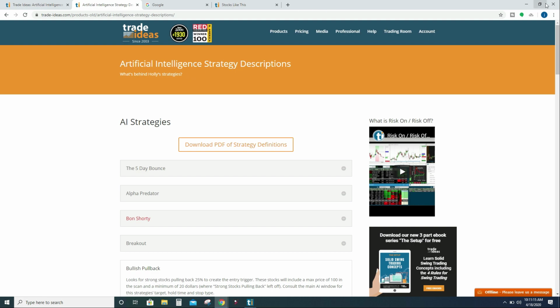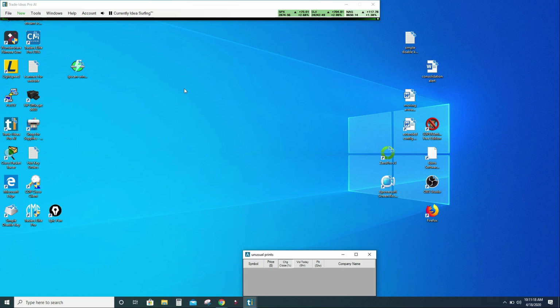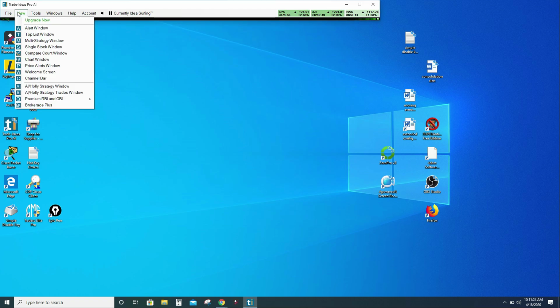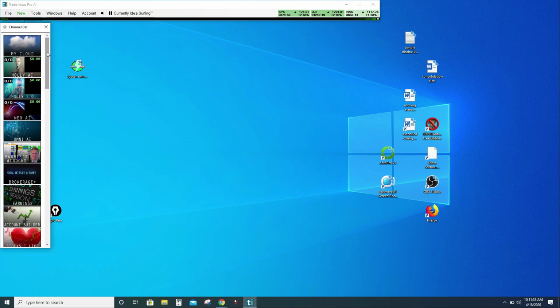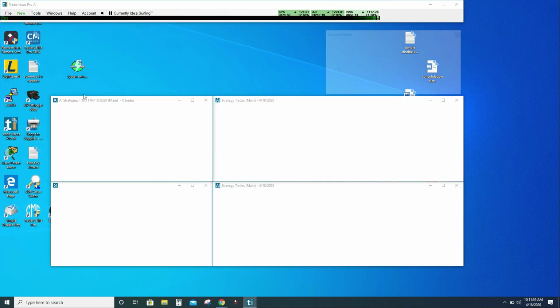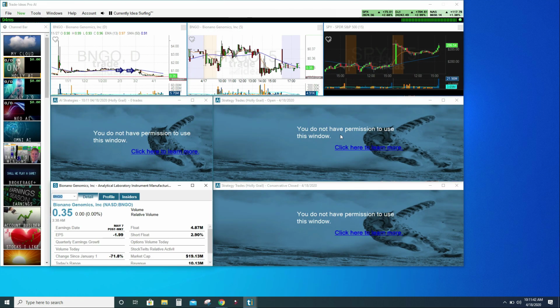All right, so let's get into the actual platform, and let's go behind the scenes here. So what you're going to get right out of the box is the channel bar. What the channel bar is, is pre-configured layouts with different strategies. So let's look at the Holly strategy here. Now, I don't have permission to this because I'm not a premium subscriber. I'm just a standard subscriber, so I don't have access to all the AI strategies and the Holy Grail strategies and things like that. But if you're into that, the Holly strategies will show up.